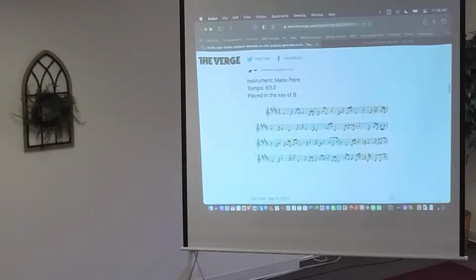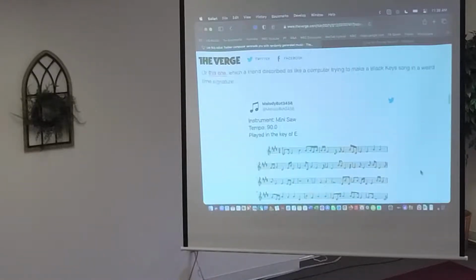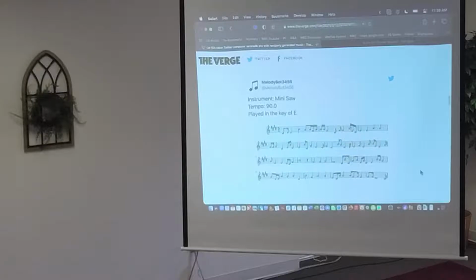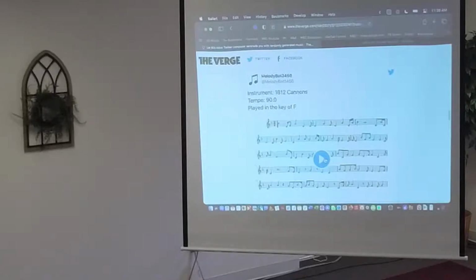Pretty brilliant, huh? This is called Mario Paint. This one's pretty good too. I like this one. And 5/4 nonetheless. Now this one is my favorite. 1812 cannons. Machine gun.